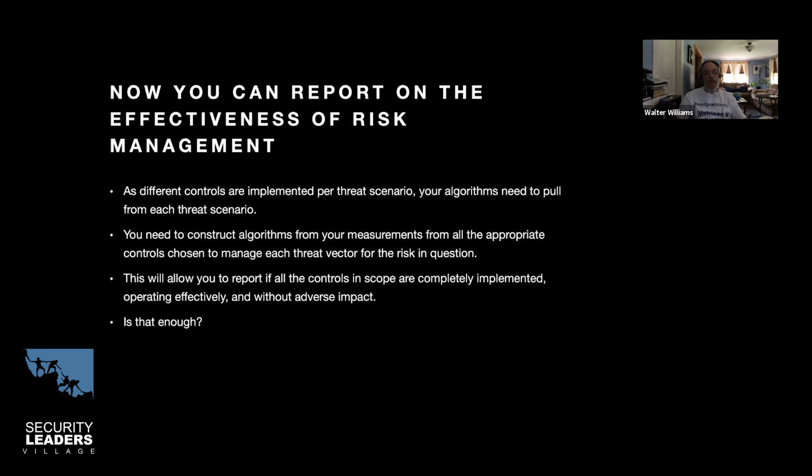Finally, reporting. As you have different controls implemented for each threat scenario, your algorithms need to be specific for that threat scenario. So as you pull together controls regarding phishing, those are going to be a different set of controls designed around, oh, I don't know, malware. They're going to be related because some malware comes through phishing, but not all malware does. And you're going to want to report on if the controls in scope for a specific threat scenario are operating effectively without adverse impact for that threat scenario.